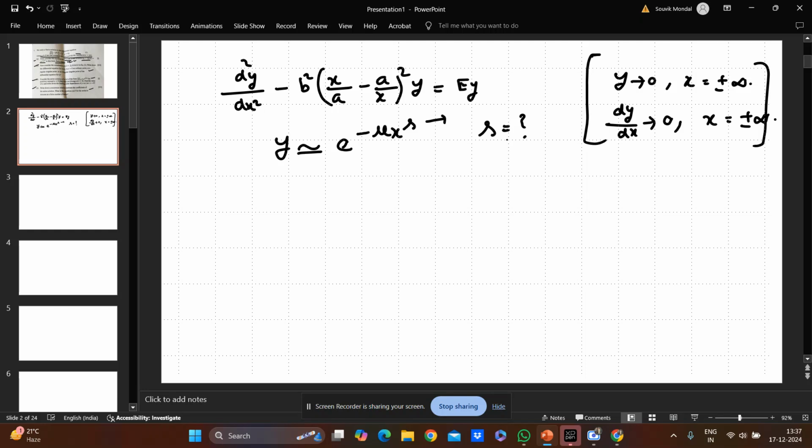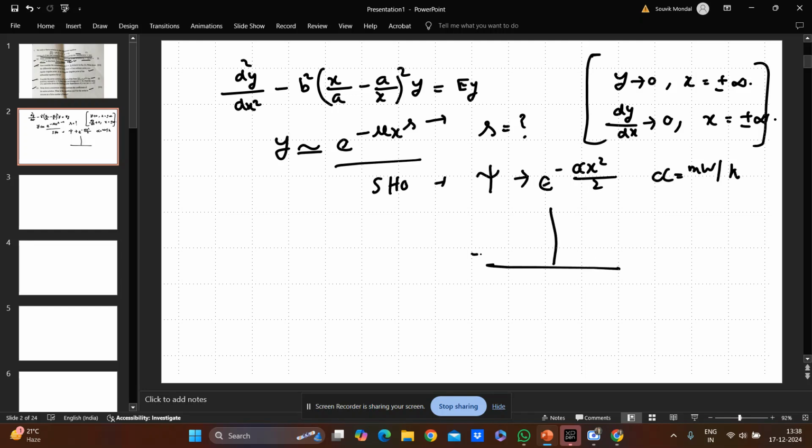I mean, you cannot get the value of lambda, but you can predict something about how lambda should look. You can remember from the simple harmonic oscillator that the ground state is e to the power minus alpha x square by 2, where alpha is m omega by h cross. Okay, and this wave function is exactly like this. So it vanishes at x tends to plus minus infinity. Okay, you can certainly not tell that lambda should be equal to 2, but lambda can be 2, 4, 6, some even number. You can certainly tell that.